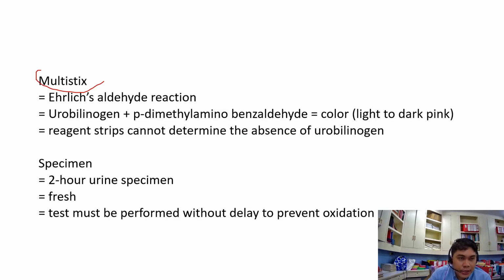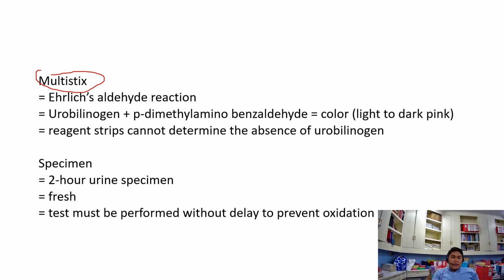So Multistix is a brand that produces chemical urinalysis strip. In the chemical urinalysis strip, the principle of the determination of urobilinogen is Ehrlich's reaction. So you have the reaction of urobilinogen plus p-dimethylaminobenzaldehyde. Then you have a light to dark pink color end product.